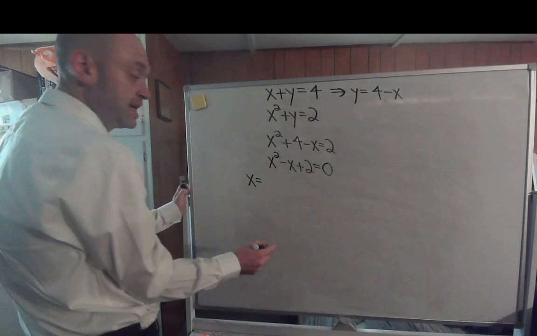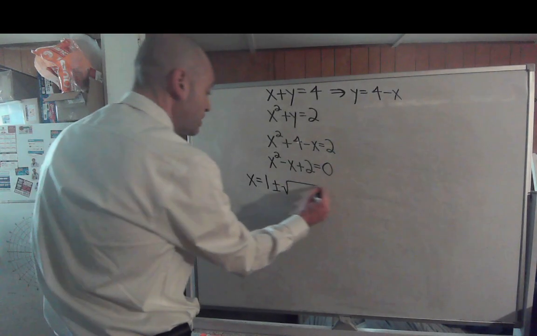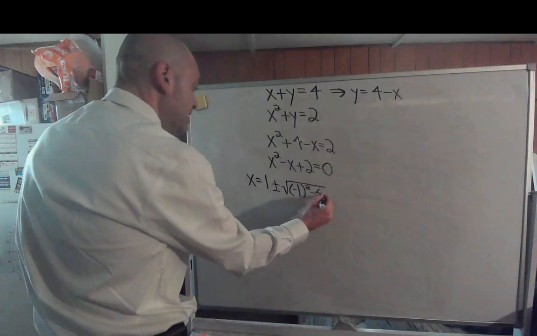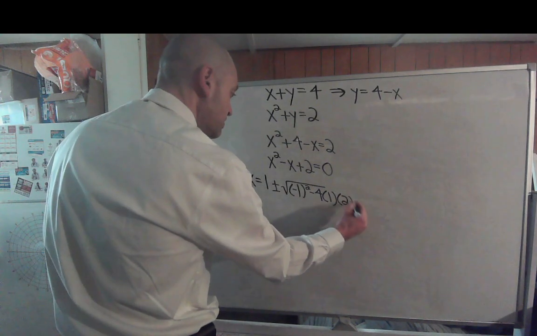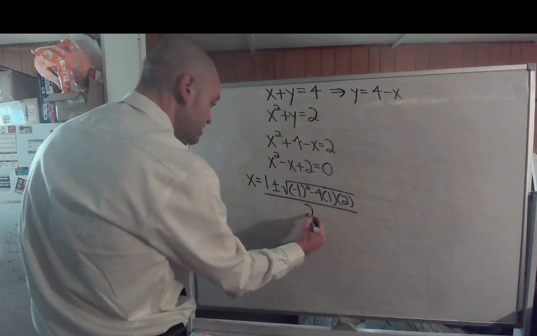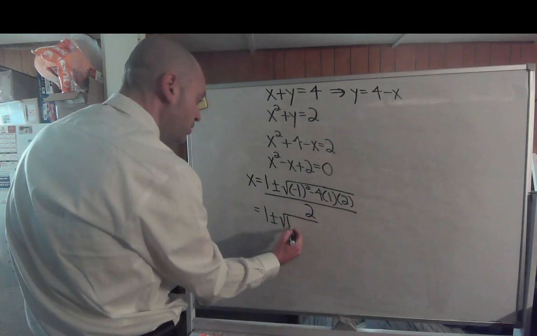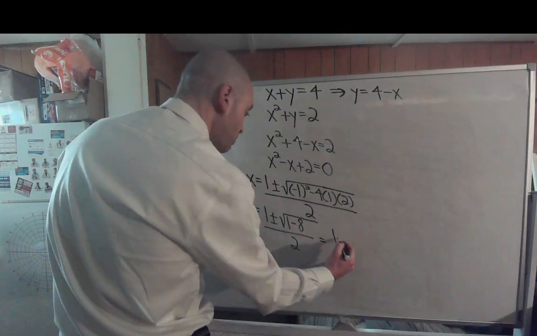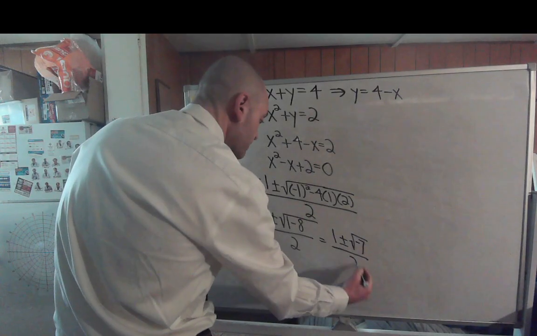So x would equal the negative of b, so negative 1 is positive 1, plus and minus the square root of that b squared, so negative 1 squared, minus 4 times our a, which is 1, times our c, which is positive 2, all over 2 times a, so 2 times 1 is just 2. So that would equal 1 plus and minus the square root of 1 minus 8, all over 2, which is going to equal 1 plus and minus the square root of negative 7 over 2.